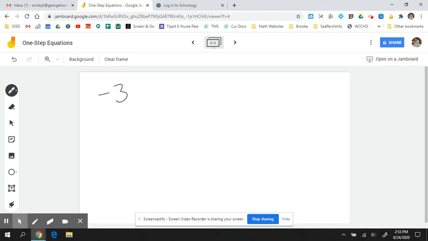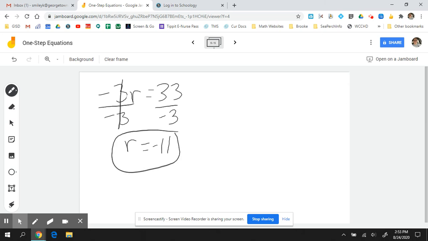Okay, we're going to do another one. So let's say negative 3s. Oh, my s's look like a 5. Let's not do s. Let's do r. Negative 3r equals 33. Negative 3 times some number will give me a positive 33. So I'm going to divide by negative 3 on both sides. That negative sign has to come along with it. And r equals negative 11. Again, you can use a calculator if you need to.